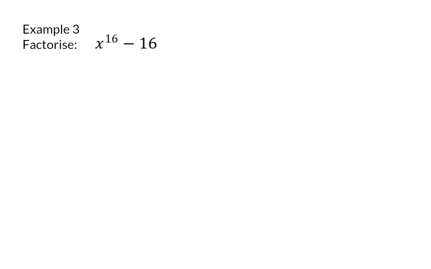In example 3, we're once again going to use difference between squares. But here you need to think very carefully when determining the square root of x to the power of 16. Remember that when determining the square root of a variable, you take the exponent and you divide it by 2. So the square root is x to the power of 8 and not x to the power of 4. Next, when we determine the square root of the constant value 16, it is 4.